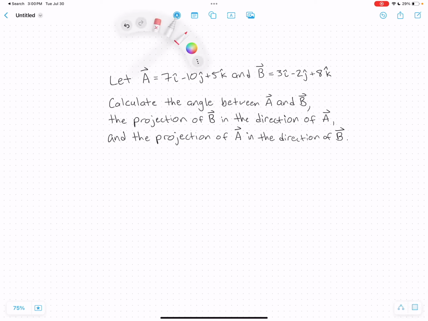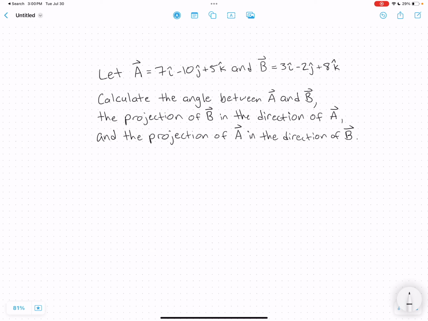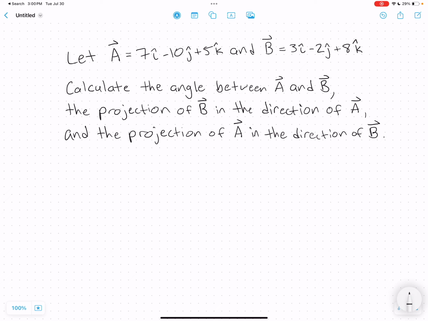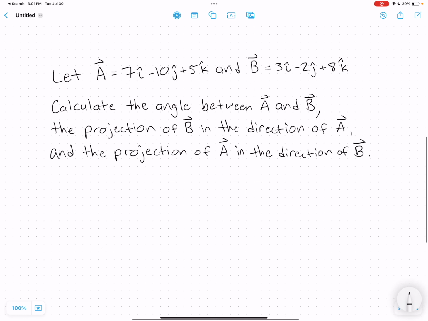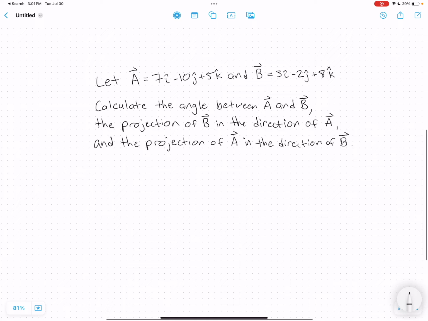Let vector A equal 7i hat minus 10j hat plus 5k hat, and vector B equal 3i hat minus 2j hat plus 8k hat. Calculate the angle between A and B, the projection of vector B in the direction of vector A, and the projection of vector A in the direction of vector B. So this is a classic dot product problem.